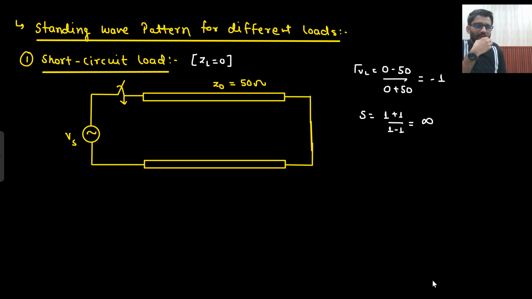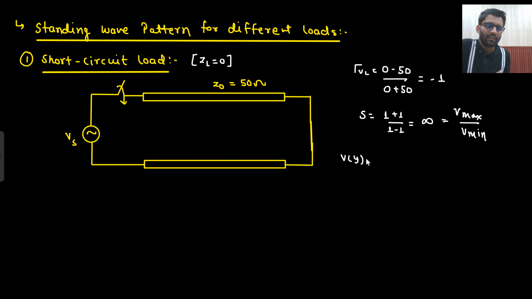infinity. That means the maximum value will be something, but the minimum value will be 0, because this is equal to Vmax by Vmin. So certainly your Vmin has to be 0 only. This you can verify from here as well, or you can write down the equations as well. We will write down the equations as well.